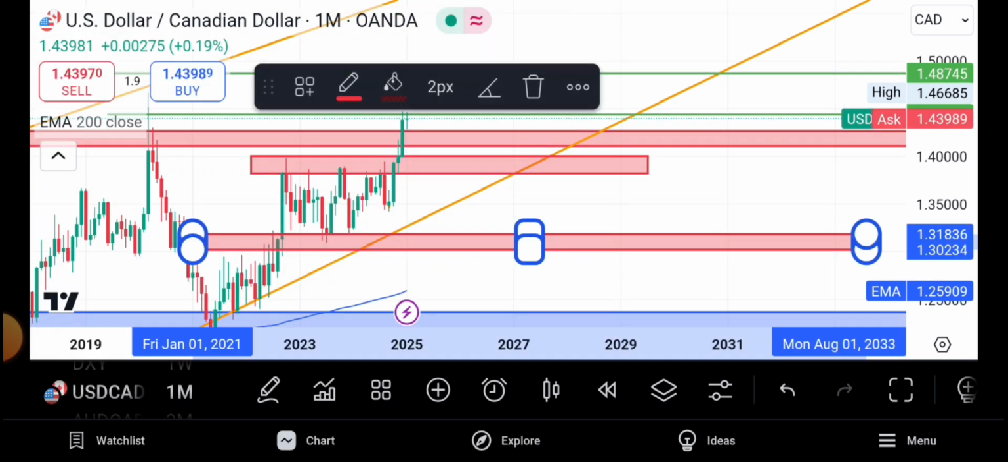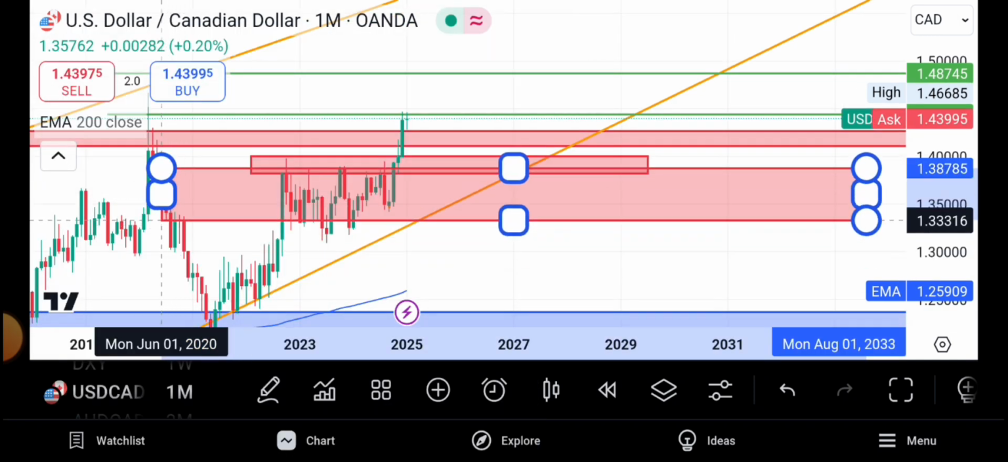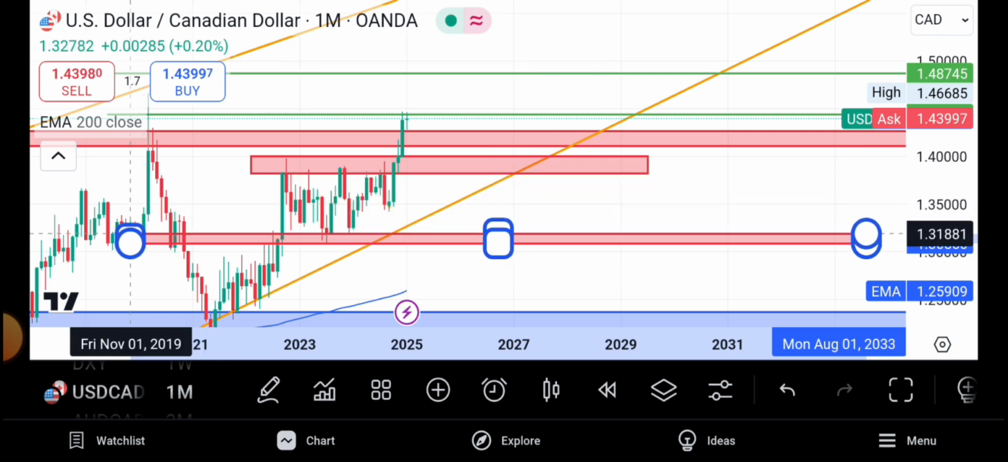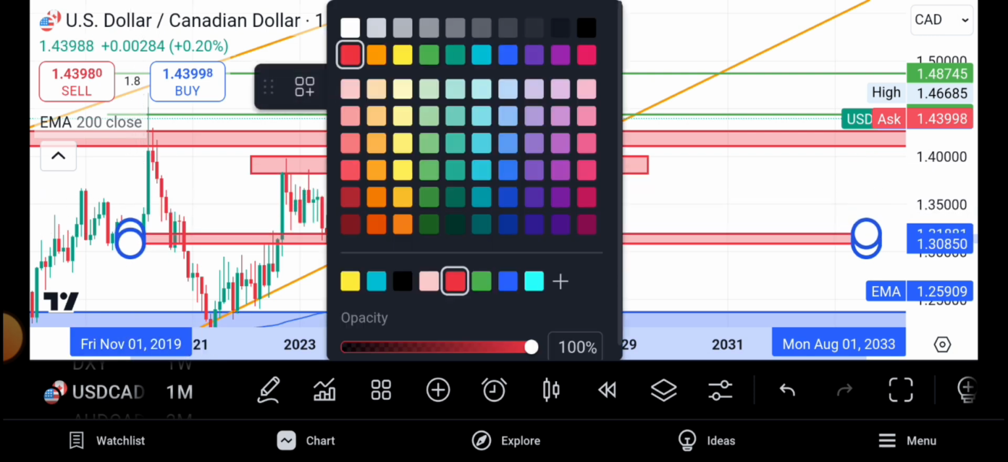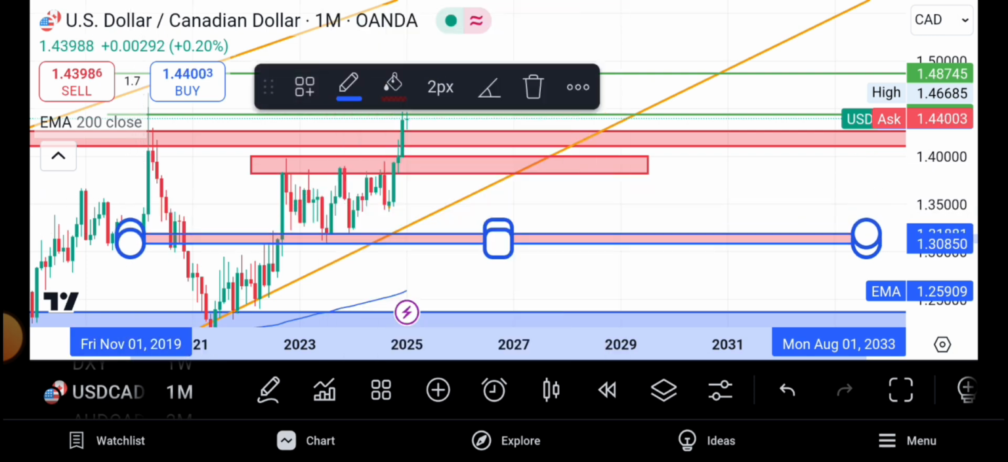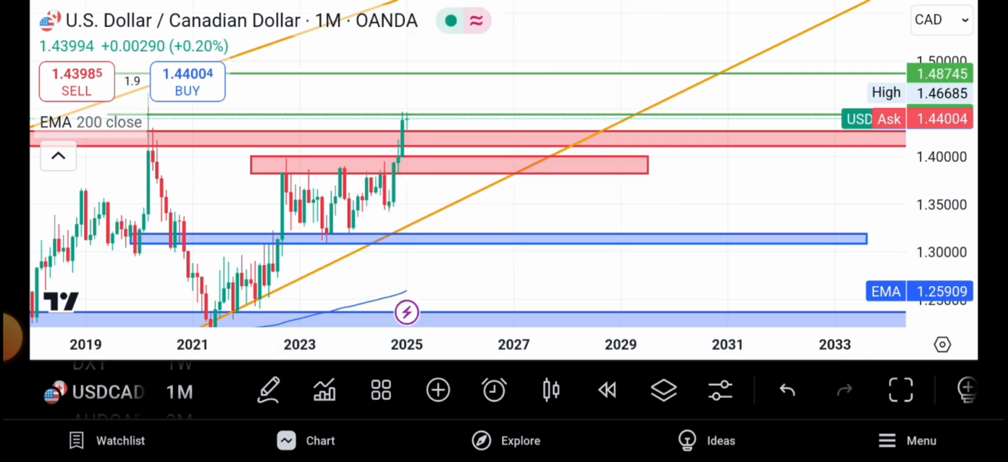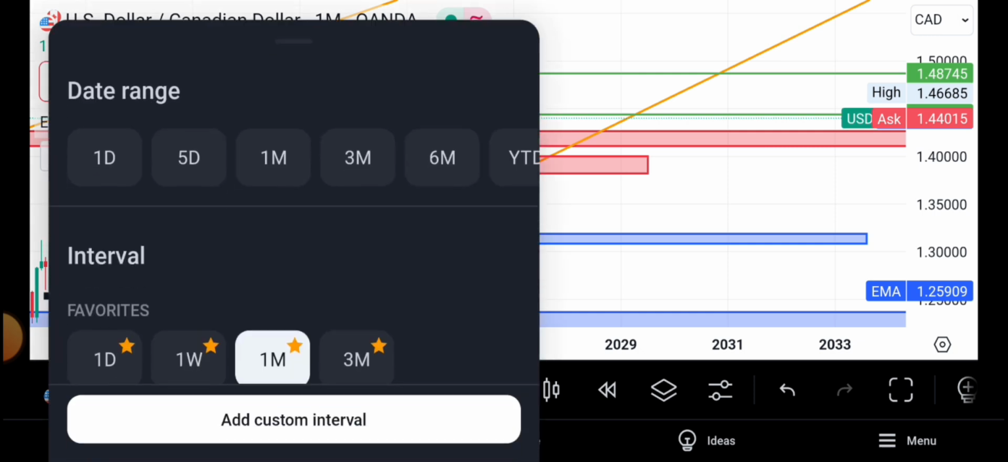Sorry. That's now our support, which is now in blue color. We shall paint it blue. Very good. That's now our support. So let us continue with the weekly time frame.